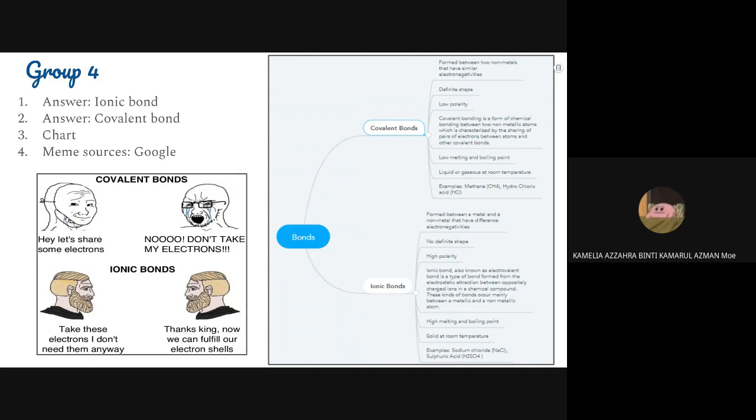These kinds of bonds occur mainly between a metallic and a non-metallic atom. High melting and boiling point, solid at room temperature. Examples: sodium chloride, sulfuric acid.